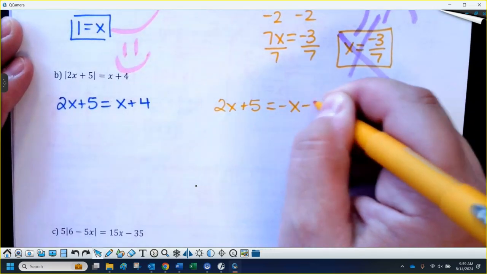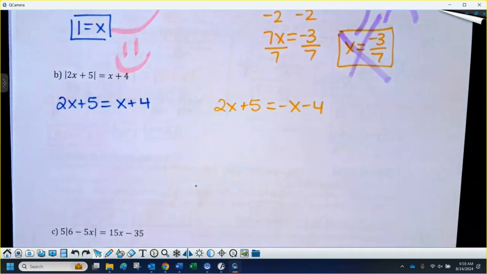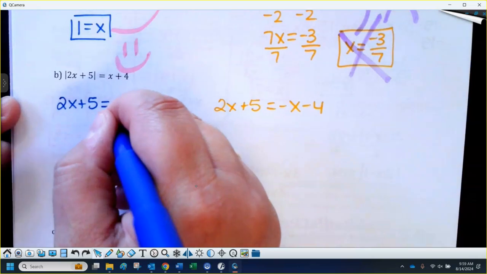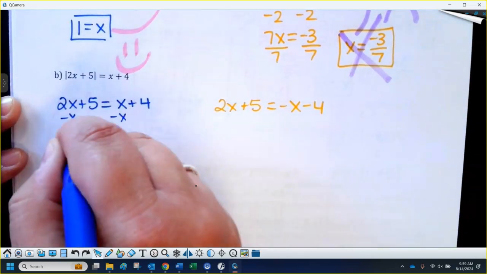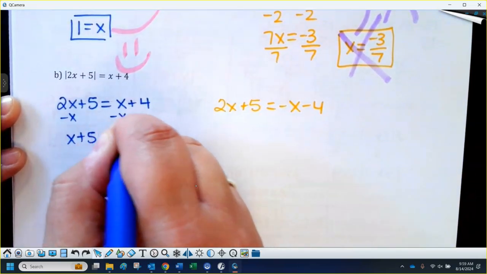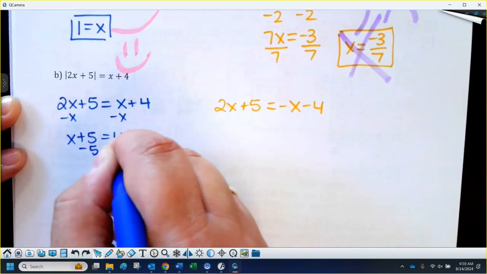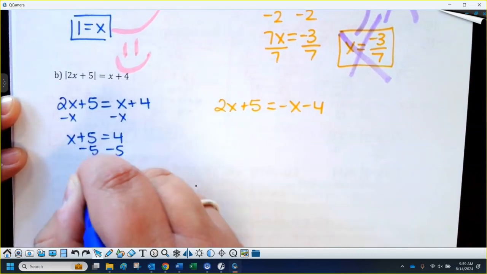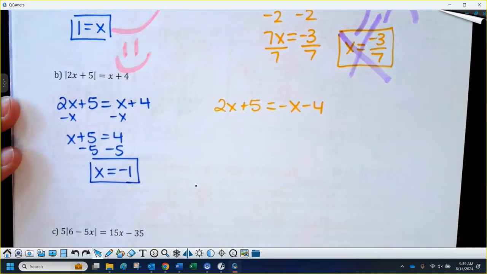Negative x minus 4. You're just switching up the sides. Now, however you want to solve these, if I was doing the first one, I'd subtract x. So I've got x plus 5 equals 4. Subtract the 5. x is negative 1. So there's a potential answer.